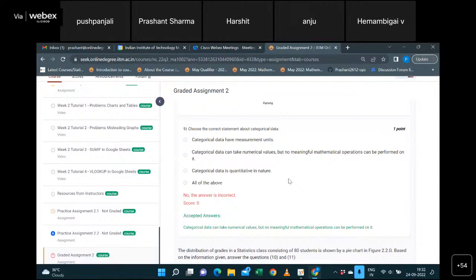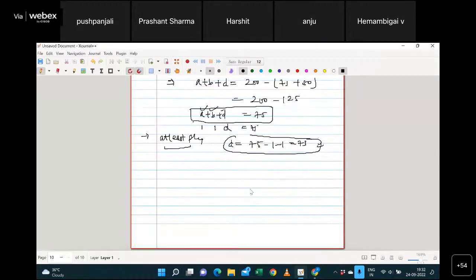Sir, how is the answer option B? Option B says categorical data can take numerical values, but no meaningful mathematical operation can be performed. Suppose I have a gender category with two categories, female and male. So this is categorical data first of all.